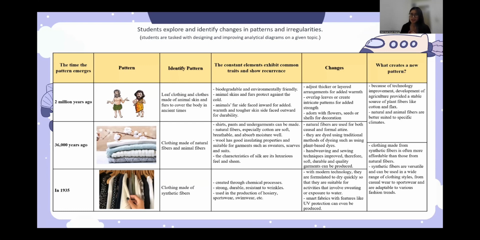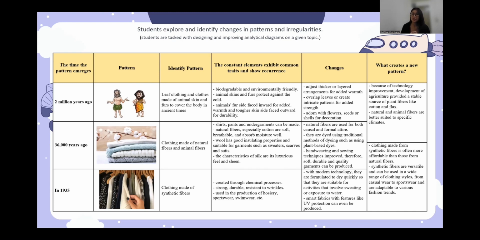And animal skins and furs can protect against the cold. For animal fur, the inside face makes them warmer, and the outside face is for durability. The changes in this pattern are that they could be layered to make themselves warmer, and they could overlap the leaves to make their garments stronger. At that time, women and girls usually decorated their garments with flowers, seeds, and shells.